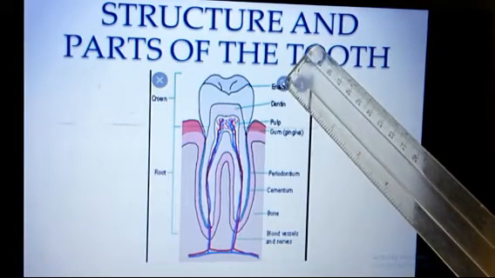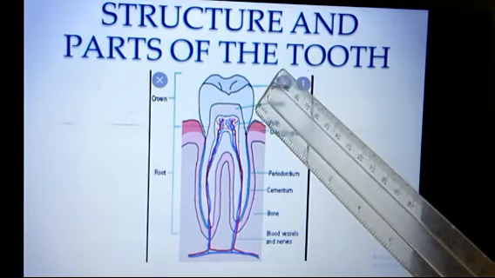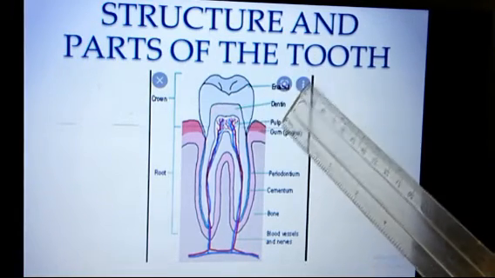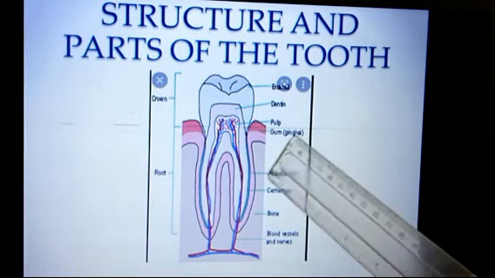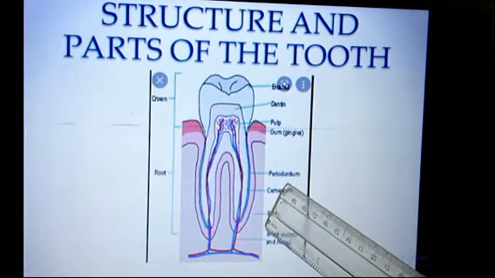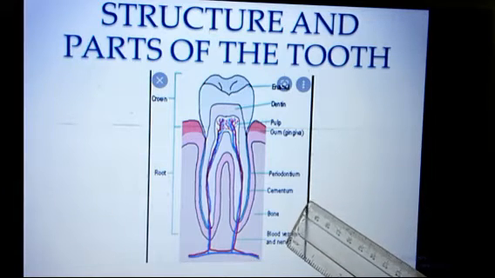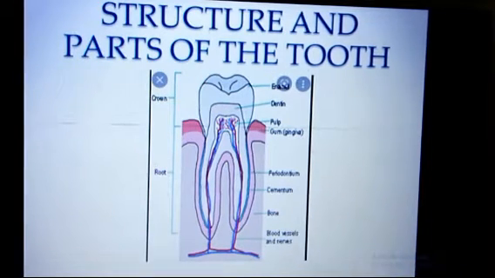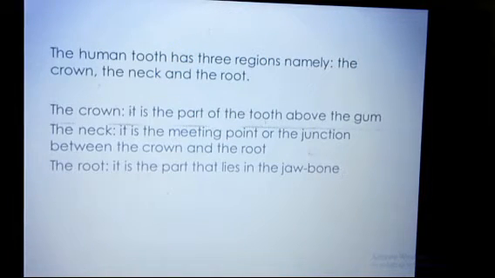We have the enamel, the dentine, the pulp cavity, the gum, the periodontum, the cement, and then we also have the bone, as well as the blood vessels and nerves. So these are the internal parts of the tooth. And we are going to look at the functions of each one of them. So let's proceed and look at the further information.